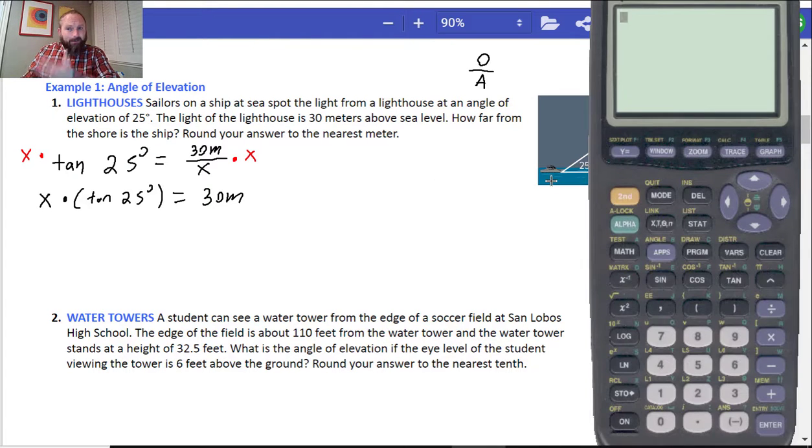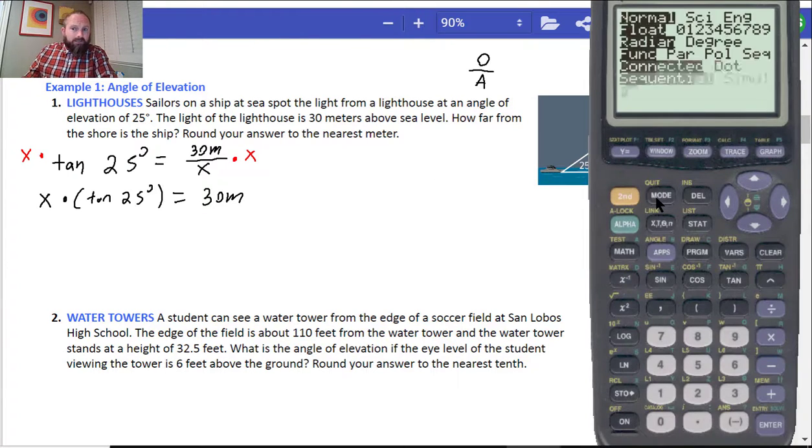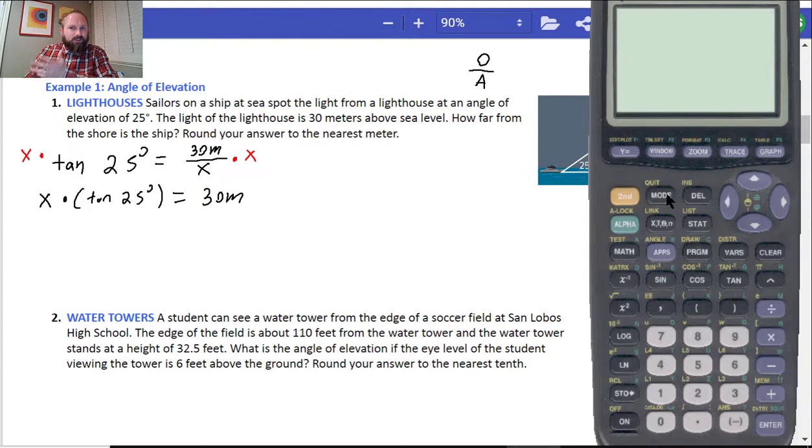All right, so I got my calculator. The first thing I want to do is make sure I'm in degrees. So I'm going to go down and change it to degrees. Now everything should work out. I'm going to find the tangent of 25. And I get that. So now I can divide 30 by that.